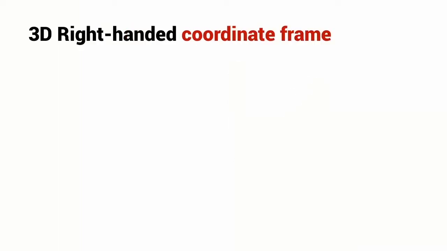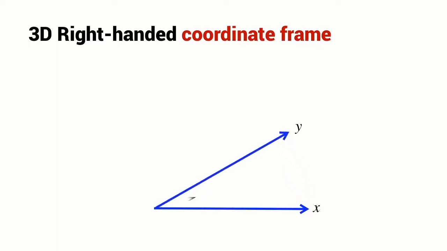To create a three-dimensional right-handed coordinate frame, we start in a similar way. We draw the x-axis, we swing the y-axis so that it makes an angle of 90 degrees to the x-axis, and then we swing the z-axis upwards, and it also makes an angle of 90 degrees to the x-axis and also makes an angle of 90 degrees to the y-axis.